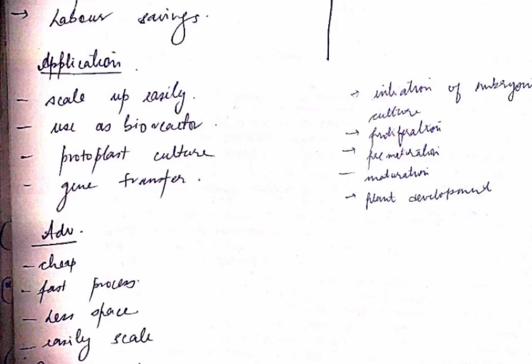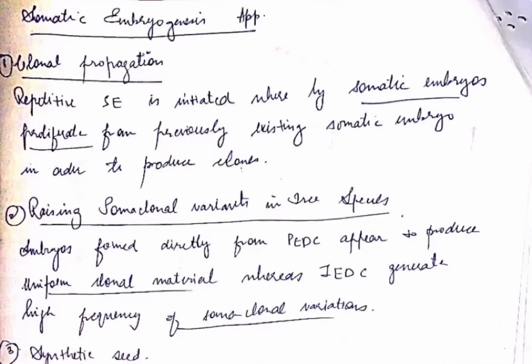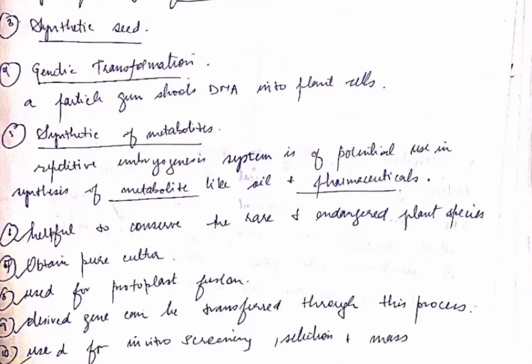That means repetitive somatic embryogenesis initiated by somatic embryos. Next is raising somaclonal variation in tree species. Next, we can produce synthetic seeds. It helps in genetic transformation and also the production of synthetic metabolites. I have mentioned 10 applications. You can pick any 4 to 5 of them and write in detail about them.